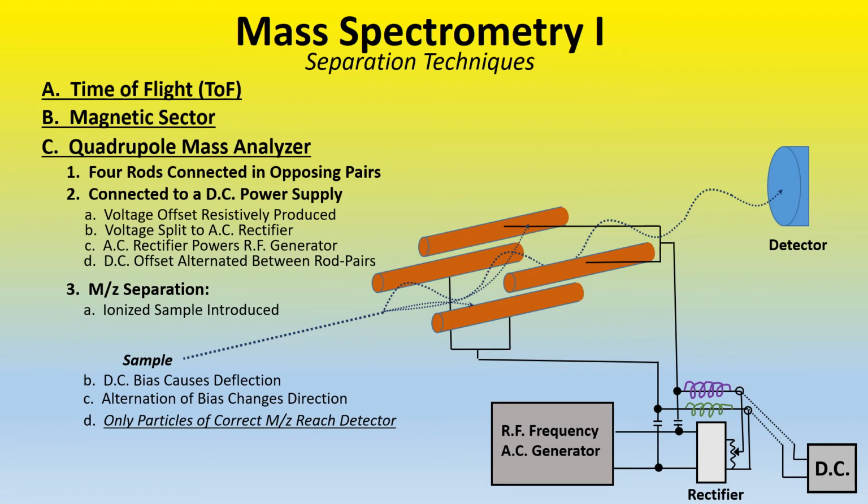So quadrupole analyzers work by scanning the radio frequency at different frequencies to allow different M sub Z's to pass through to the detector.